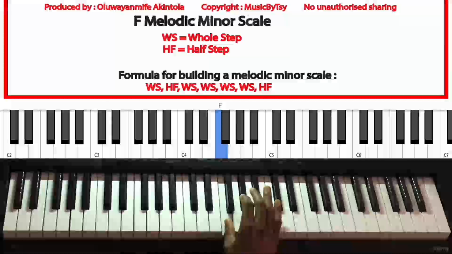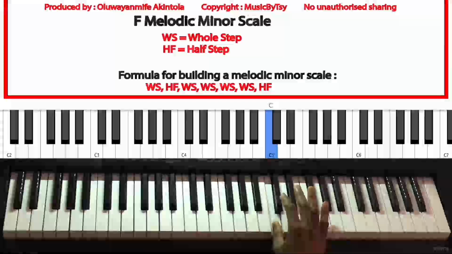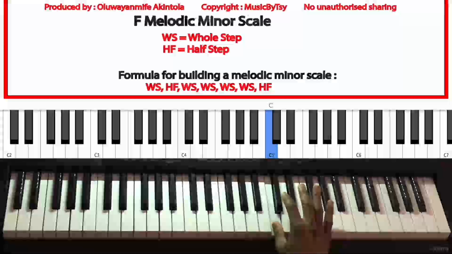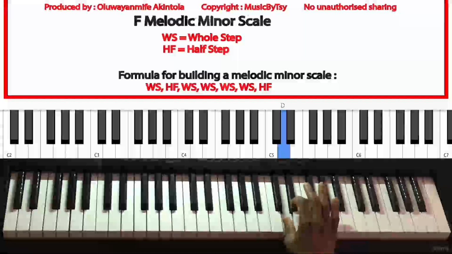So let's count the keys as we go up the scale. So starting from the key of F. So 1, 2, 3, 4, 5. Now the 6th note would have been the key of C sharp if we were building the F natural minor scale. But because we are building the F melodic minor scale, the 6th note is going to be higher by a half step. So the 6th note is going to be the key of D. So the 6th note of the F melodic minor scale is higher than the 6th note of the F natural minor scale by a half step.